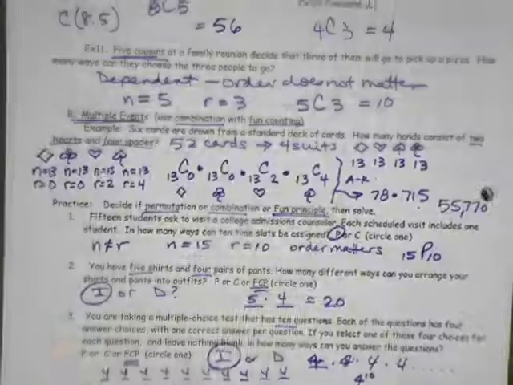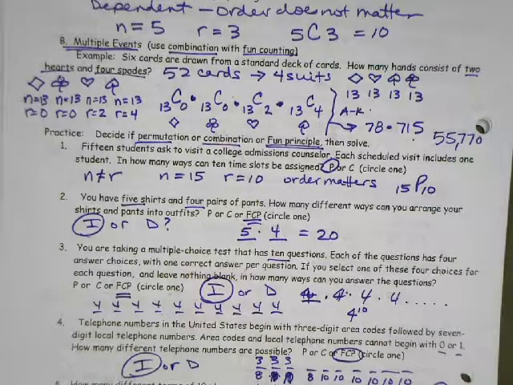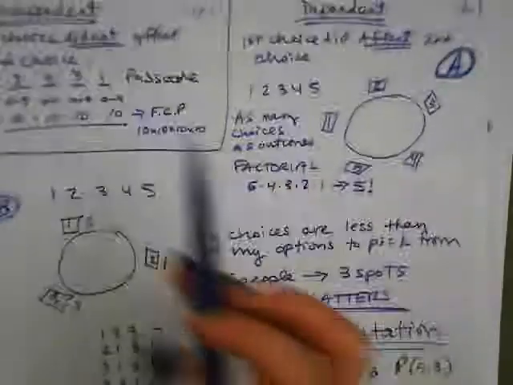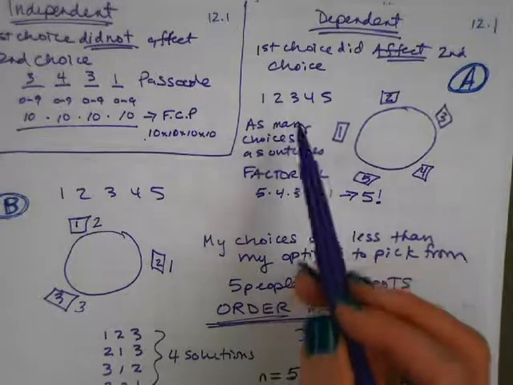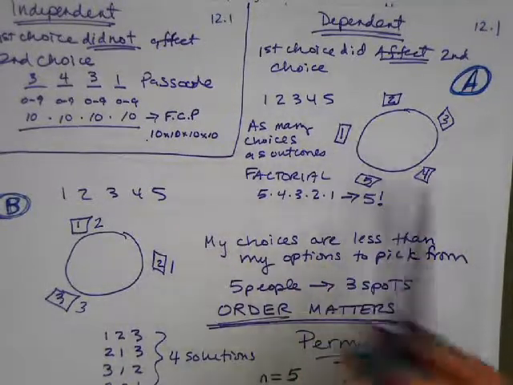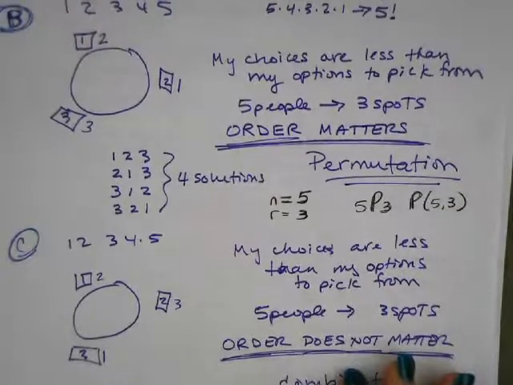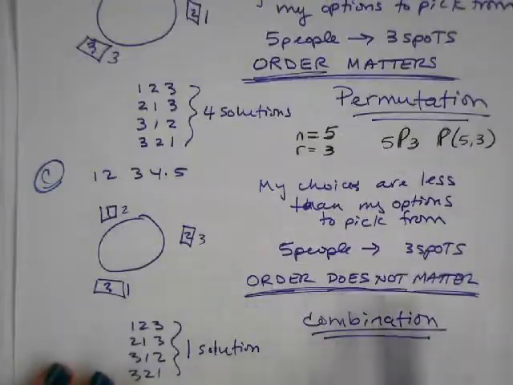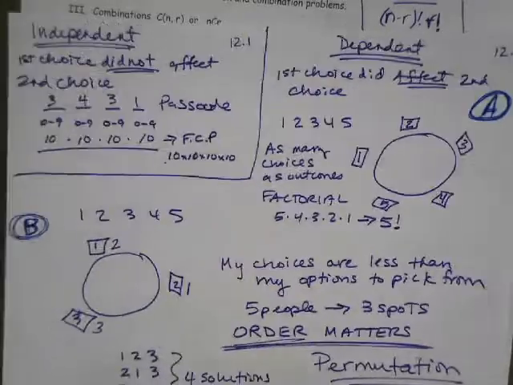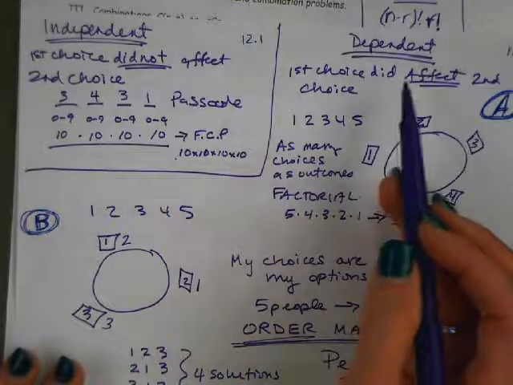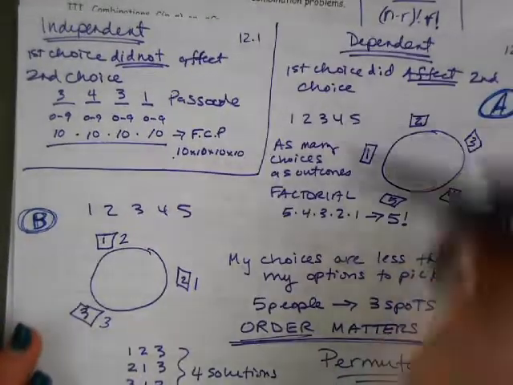Alright, so questions? We did a little review on what independent is, and the difference between when your N and your R are the same, right? That's like a factorial. When you have your N and your R different, but order matters versus order does not matter, those are like the 3 different dependents. So when you get a question, you have to ask yourself, first, is it independent or dependent? This is number 1. Then you have to decide if it's A, B, or C.